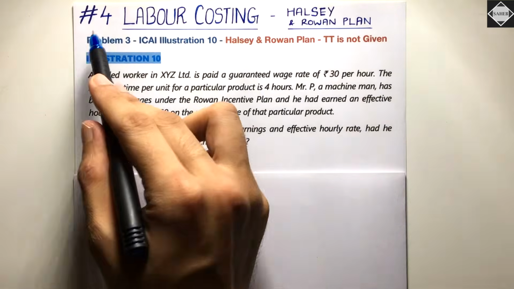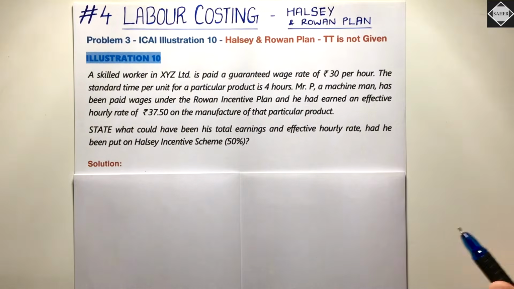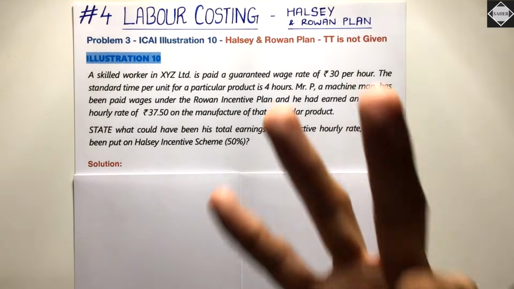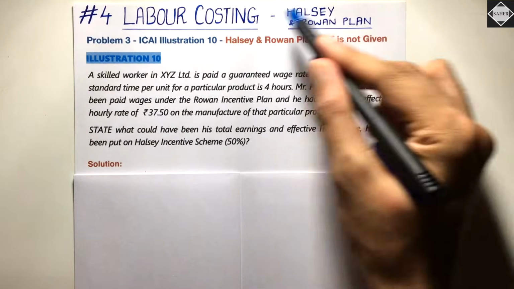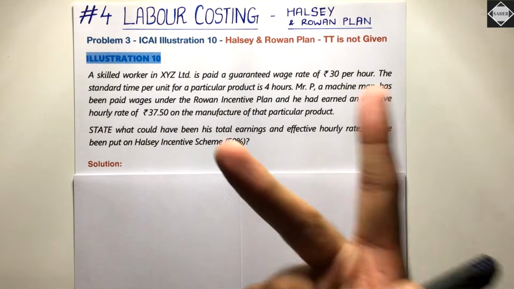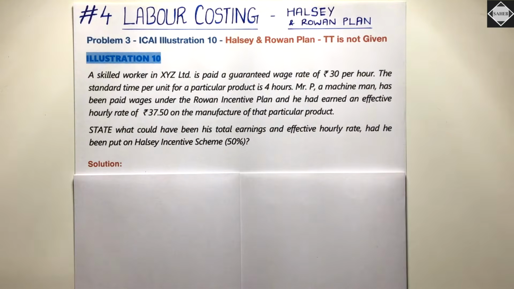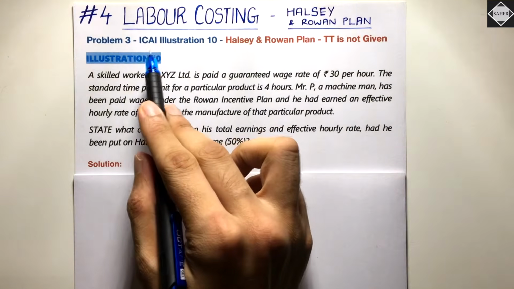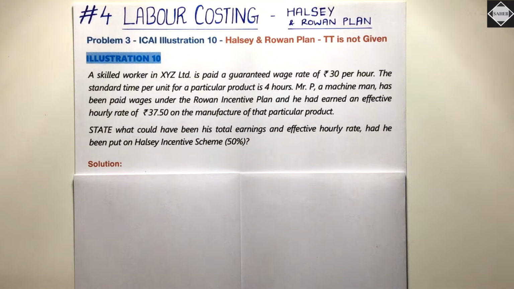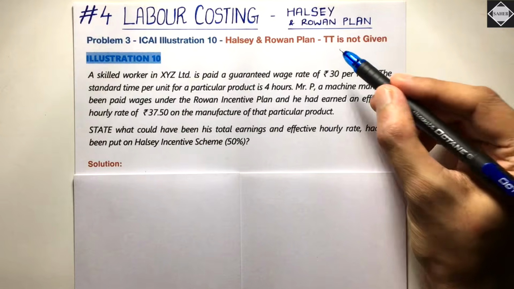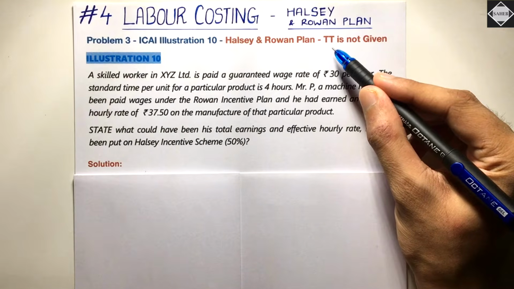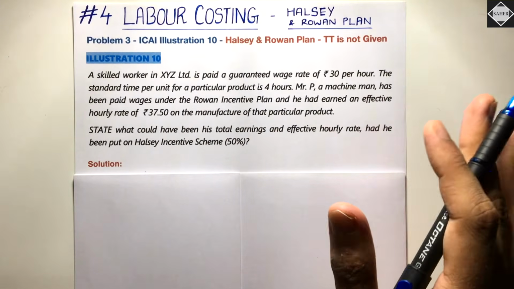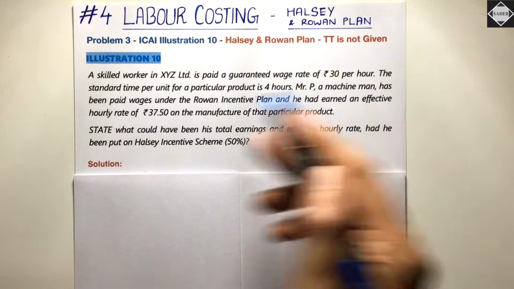Today in this fourth video of the labor costing chapter, we are going to solve our third problem on the Halsey and Rowan plan. In the previous video, we solved two problems on this topic. Now here we have an interesting question, which I have taken from the ICAI module, illustration 10, the latest one. The main thing here is that the time taken by the employee to do the work is not given. We have to calculate that with the given details.